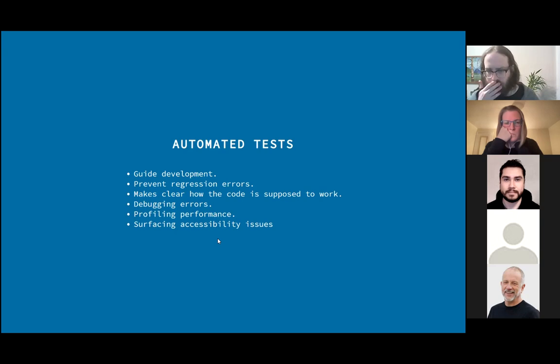Sometimes you can use it for profiling performance. People will run tests and record how long they take and make sure that it doesn't take longer in the future, or they might write performance-specific tests. You might be able to surface accessibility issues. So that's cool. So those are the reasons to use automated testing for the long-term health of your project.